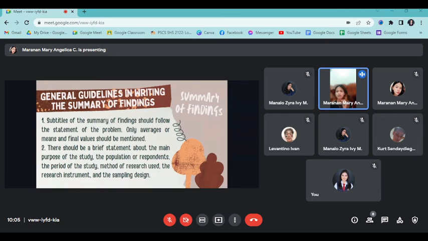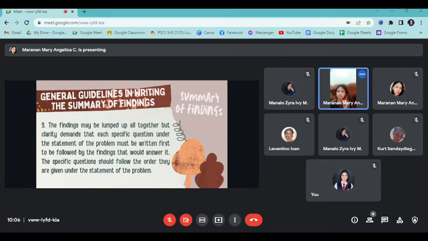General guidelines in writing the summary of findings. Number 1. Subtitles of the summary of findings should follow the statement of the problem. Only averages or means and final values should be mentioned. Number 2. There should be a brief statement about the main purpose of the study, the population or respondents, the period of the study, method of research used, the research instrument, and the sampling design.